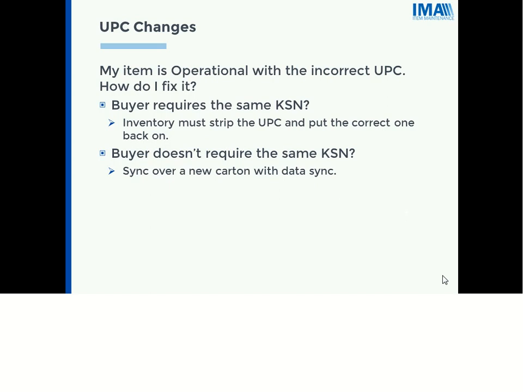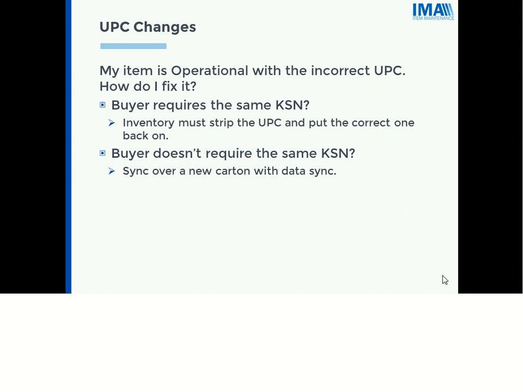If they require the same KSN to be used, then inventory actually has to strip the UPC off of the existing KSN and then put the correct UPC back onto that KSN. So there's actually nothing for you to do if the buyer wants to keep the same KSN. Some of the reasons they might want to do that might be for reporting purposes, so that they can be consistent with that KSN.